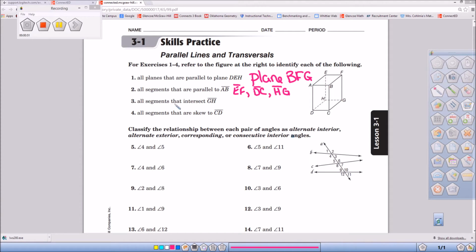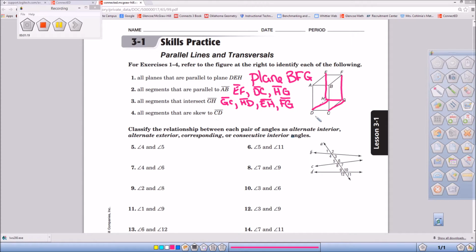Then we also have all segments that intersect with GH. So GH is right here. We're wanting segments that intersect. So we've got GC, HD, EH, FG, all of those intersect with GH.